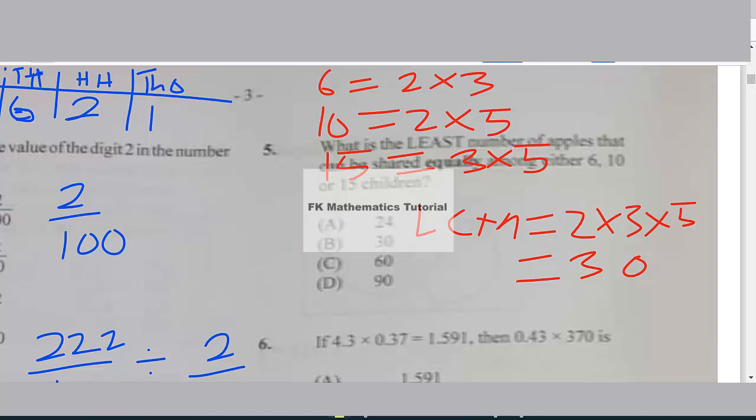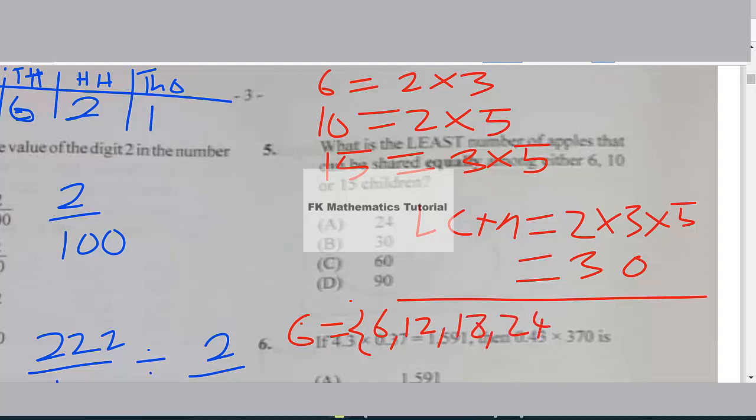In other words, you could also list the multiples of each. So we could go like this. The multiples of 6 are 6, 12, 18, 24, 30, 36, and so on and so forth.